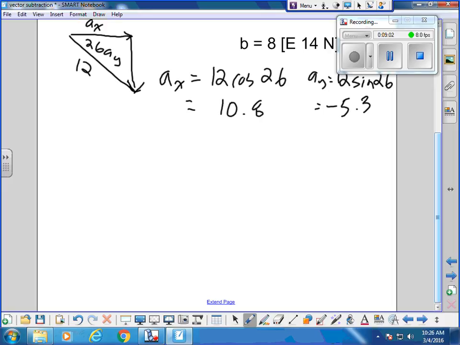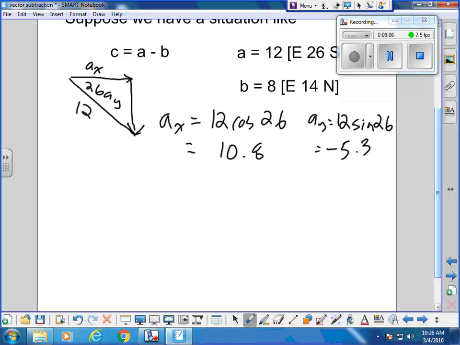Okay, so now I got to do B, right? So B is 8 at east, 14 north. East, 14 north. Just draw those again, right? East, 14 north. East and north. Easy.